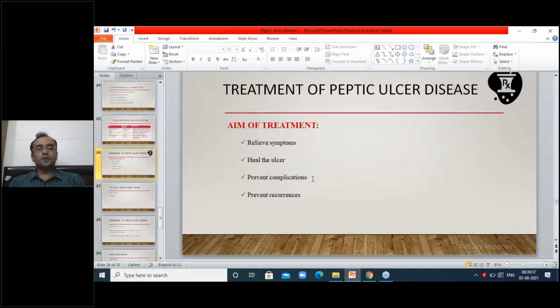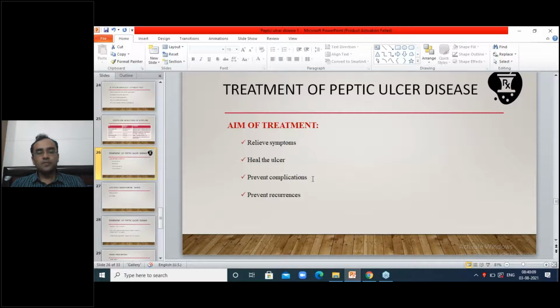So now finally coming to the treatment of peptic ulcer disease. The aim of the treatment is to relieve the symptoms, heal the ulcer, prevent complications, and prevent recurrences. For all these indications, we need to reduce the acid secretion. And proton pump inhibitors are the drugs of choice, because they are very effective in reducing the gastric acid secretion.